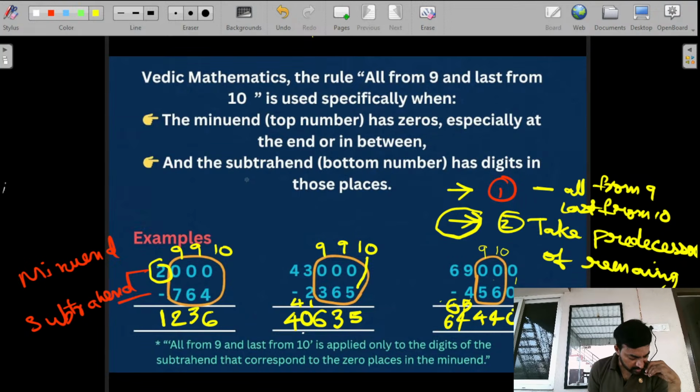Yes, we can also check with the digital root. Good. There are two methods for subtraction checking. According to Vedic maths, we can check with the digital root, or else if you add the answer and the subtrahend, you have to get the minuend. This you have to get. Okay, fine. Next.